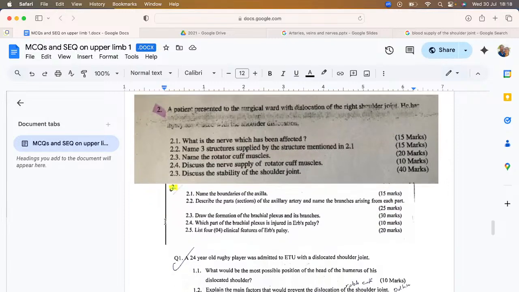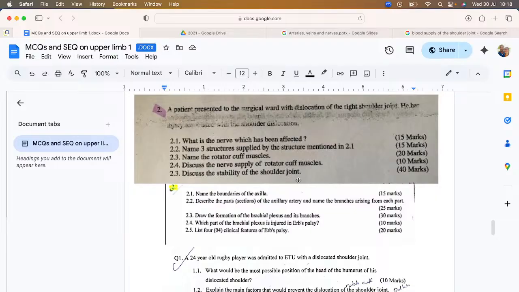Okay, so that's how you answer the first 4 questions. Now let's have a look at the last question, which is the one that carries the most amount of marks, and it's about the stability of the shoulder joint. You might recall this question from one of Lalance's tutorials, because he's the one that usually teaches this section.